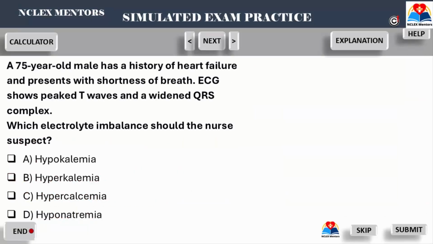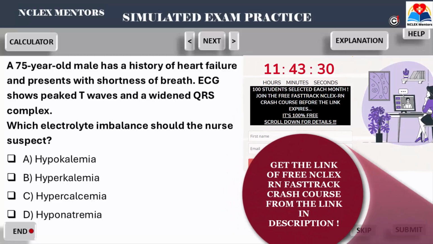A 75-year-old male has a history of heart failure and presents with shortness of breath. ECG shows peaked T waves and a widened QRS complex. Which electrolyte imbalance should the nurse suspect? A, hypokalemia. B, hyperkalemia. C, hypercalcemia. D, hyponatremia.